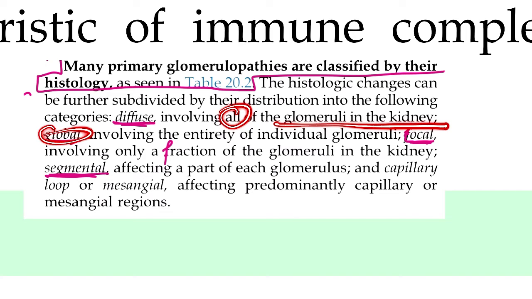And global, what is global? Global means involving the entirety of individual glomeruli, that means one glomerulus will be completely involved. Now another is focal. Focal is when only a fraction of glomeruli are involved. Similarly, segmental means some part of the glomerulus is involved.